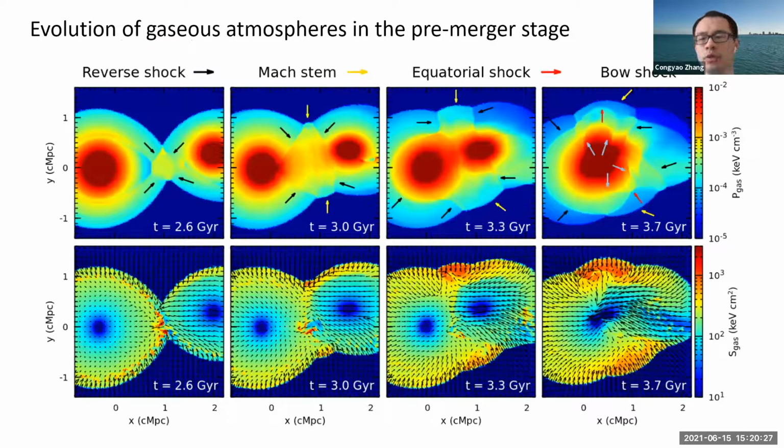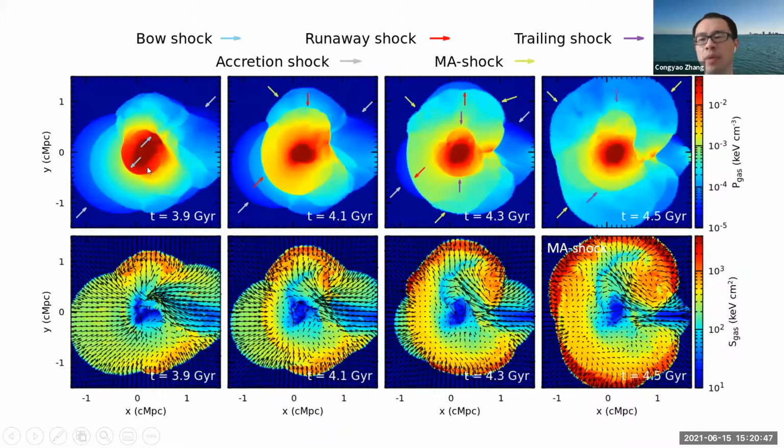And here I show you the evolution of the gas. These panels show you the pre-merger stage. So you can see when two clusters are approaching each other, the gas between them is significantly compressed. Various shocks and contact discontinuities could be formed in this process. And right after the pericentric passage, a pair of bow shocks are formed.